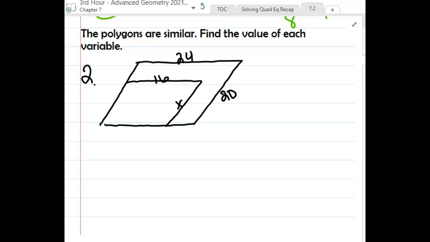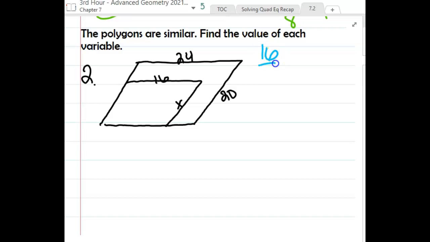Now, to solve for the missing side length, we need to set up a proportion. And in order to set up a proportion, I have to have a complete ratio. What would be a ratio? Now, the big thing here, guys, you have to take a side from one parallelogram to a side from the other parallelogram, one from each.